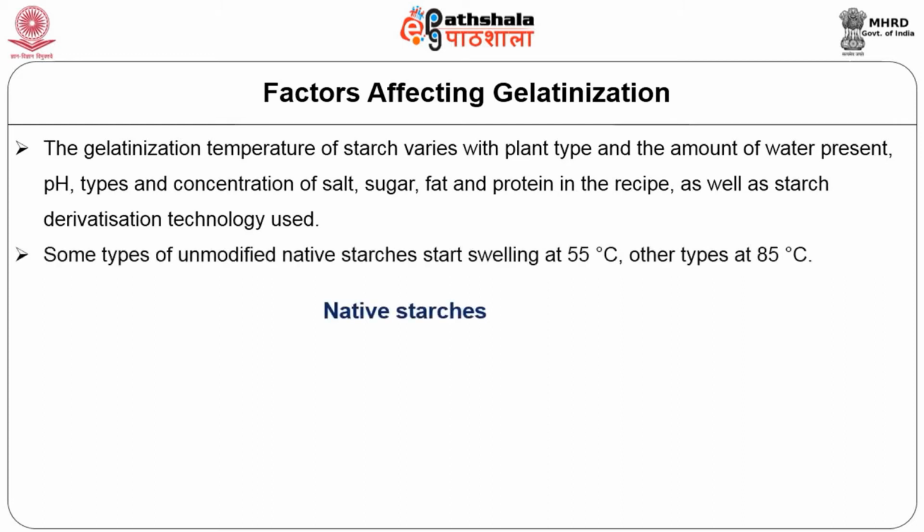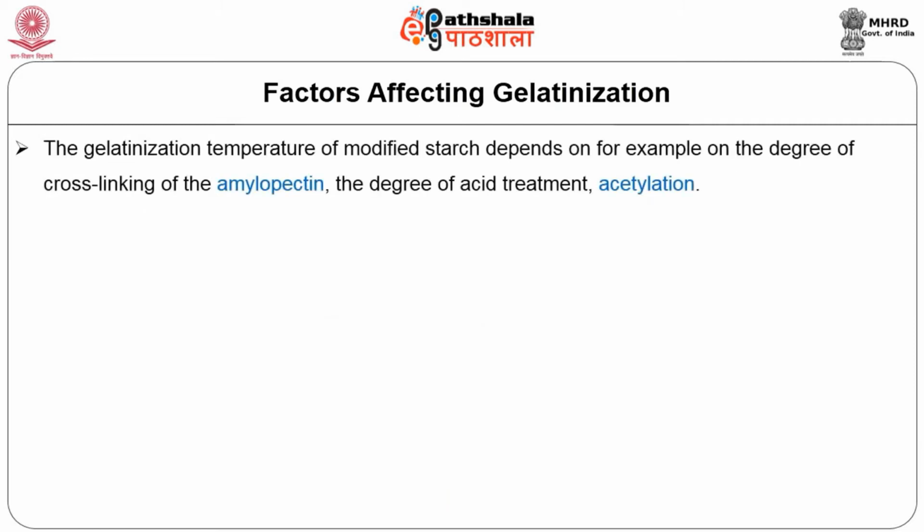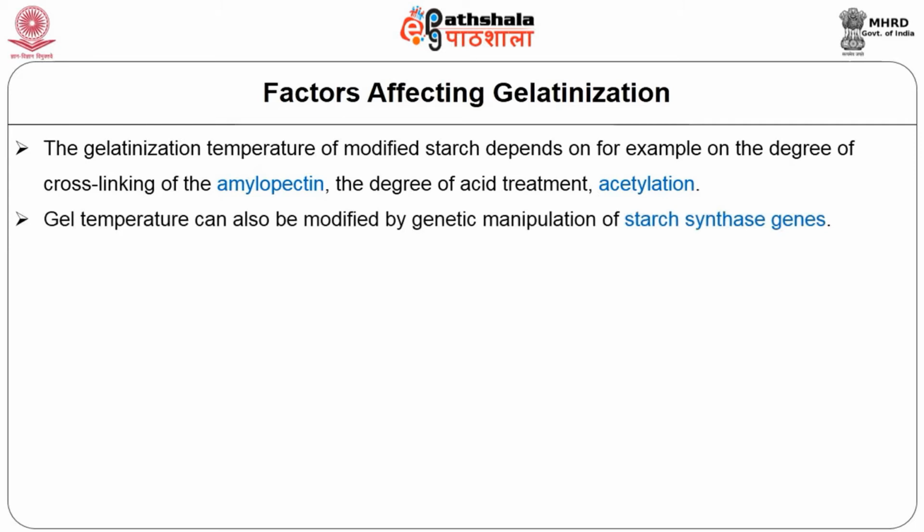Some types of unmodified native starches start swelling at 55 degrees centigrade. Other types swell at a higher temperature, that is 85 degrees centigrade. The gelatinization temperature of modified starch depends, for example, on the degree of cross linking of the amylopectin, the degree of acid treatment, and acetylation, that is a biochemical reaction which takes place. Gel temperature can also be modified by genetic manipulation of starch synthase genes.